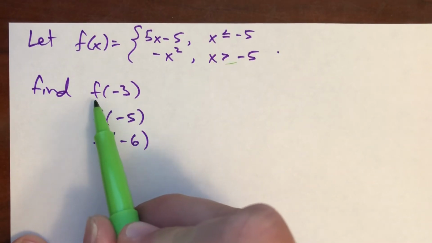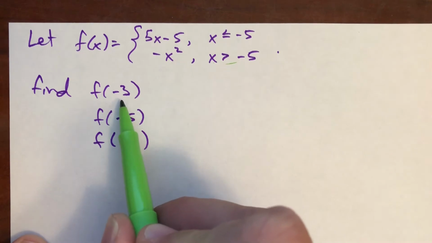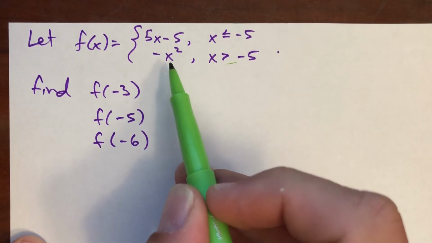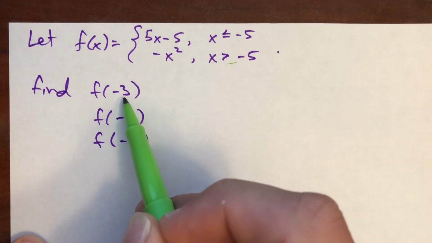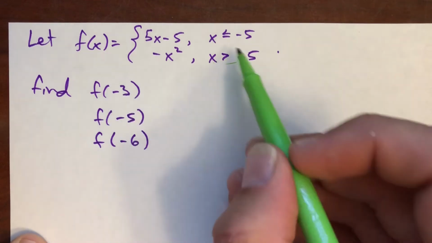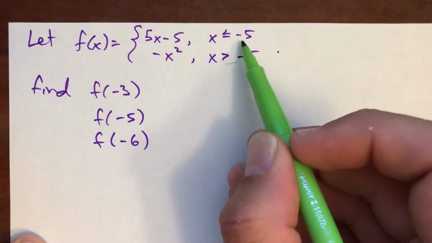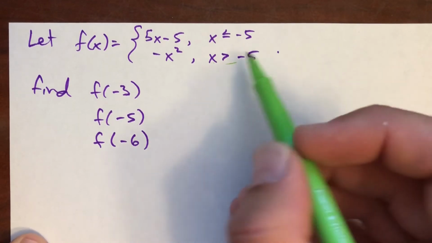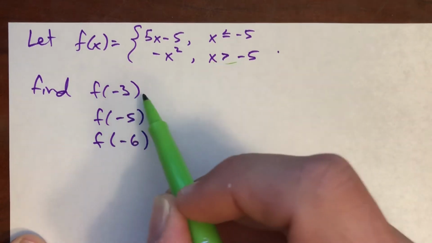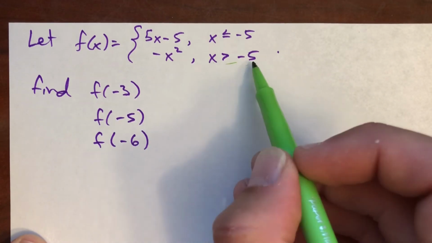If I want to do f of -3, I'm going to use either this or this depending on where -3 is in our domain. So we ask, hey, is -3 less or equal to -5? And no, it's not. We know that -3 is bigger than -5, right? It's to the right on a number line. So we're going to use this rule for -3.